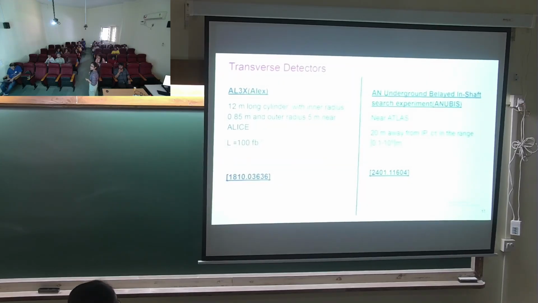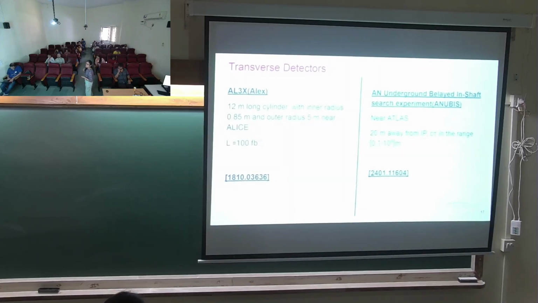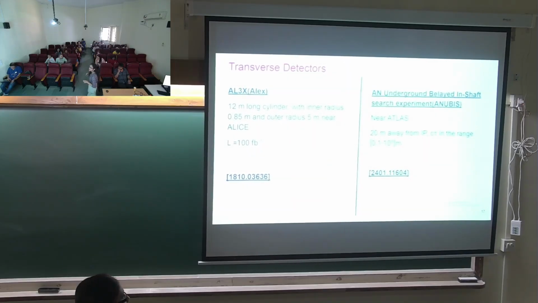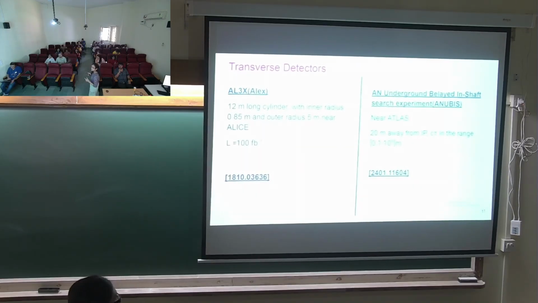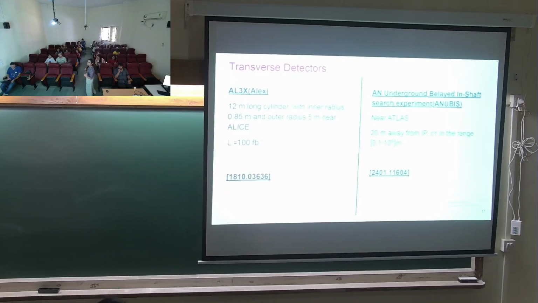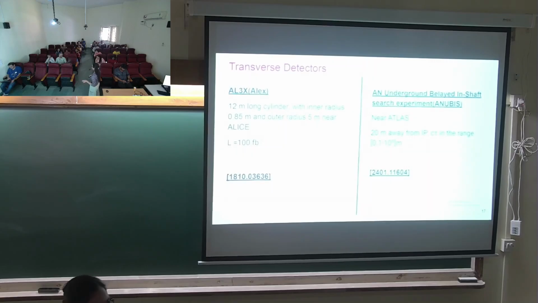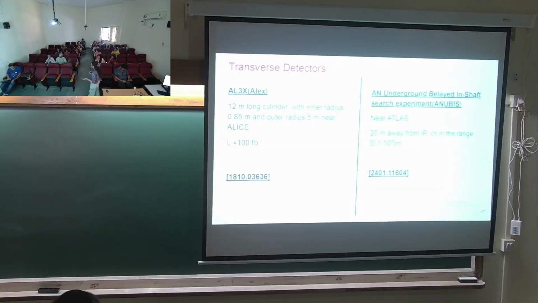From the ALICE side also there is a proposal for, I don't know the technical terms. They are saying they will use the L3 magnet and the TPC as the detector, and this is a 12 meter long detector with inner radius 0.85 meter and outer radius 5 meters, and they have shown that if approved, even with 100 femtobarn inverse luminosity, they can have comparable sensitivity to MATHUSLA or exceed it for some models.